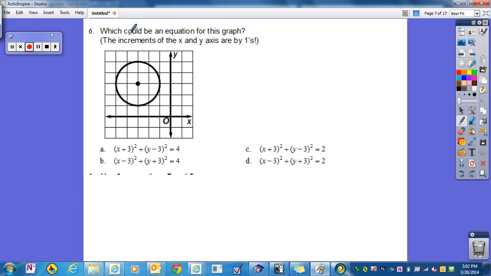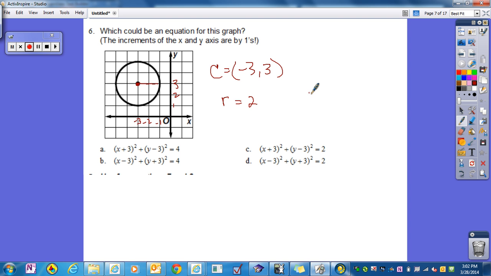Alright, number 6. I want the equation of this circle, and it says the increments are going by 1. So like this is -1, -2, -3, and up here 1, 2, 3. So first we're going to find our center point, and our center point is right here, which is the point -3, 3. And then I find my radius by counting out from the center. So here's 1, 2, so my radius is equal to 2.